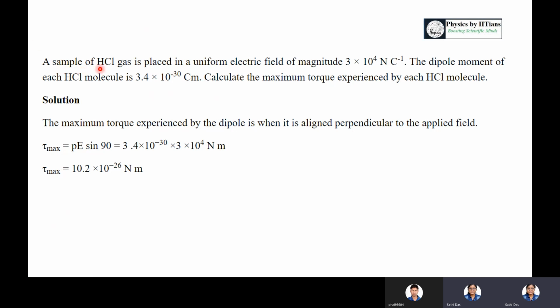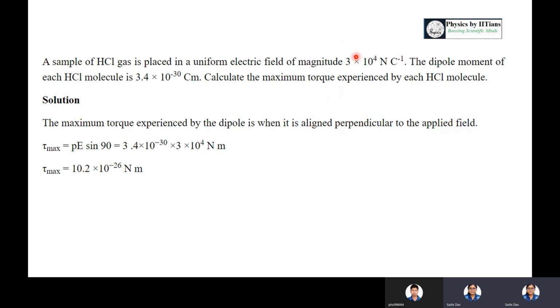A sample of HCl gas is placed in a uniform electric field of magnitude 3 into 10 to the power 4 Newton per coulomb. The dipole moment of each HCl molecule is 3.4 into 10 to the power minus 30 coulomb meters. So look here, the dipole moment for an HCl molecule is 10 to the power minus 30. Calculate the maximum torque experienced by each HCl molecule.